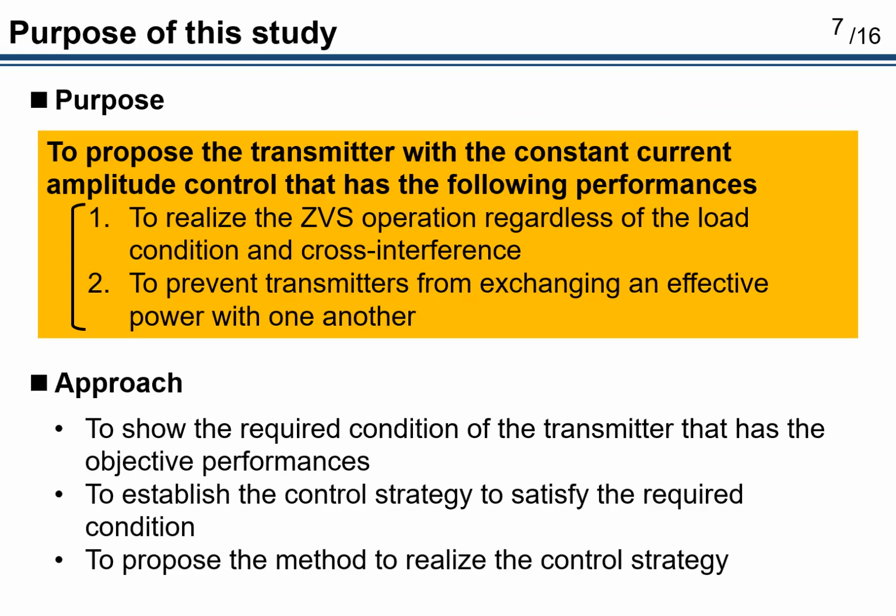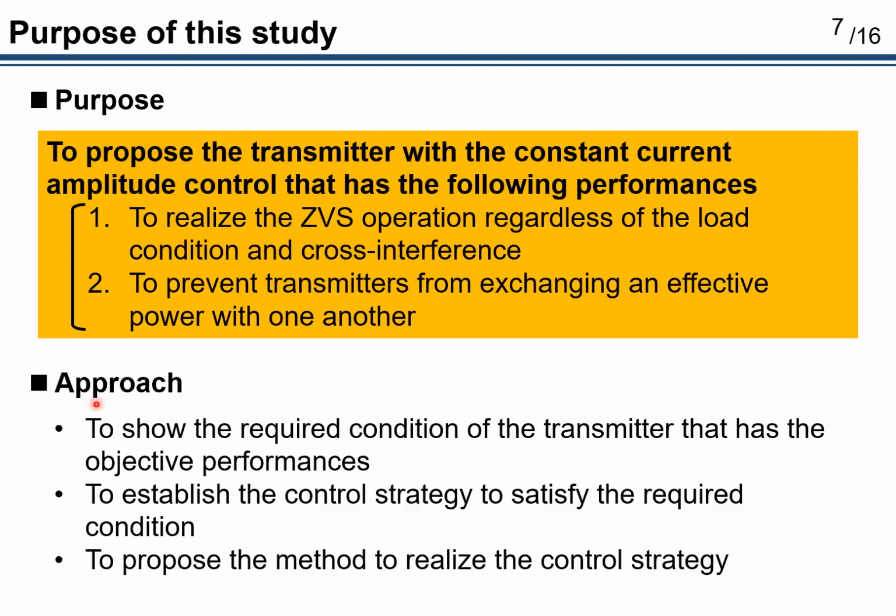Therefore, the purpose of this study is to propose a transmitter with a constant current amplitude control that has the following performances. The first is to realize the ZVS operation regardless of the load condition and the cross interference. The second is to prevent transmitters from exchanging effective power with one another.